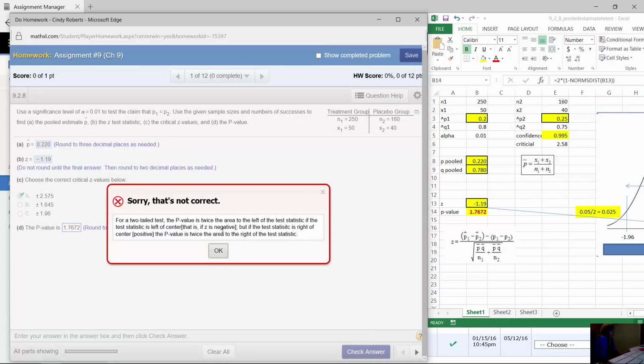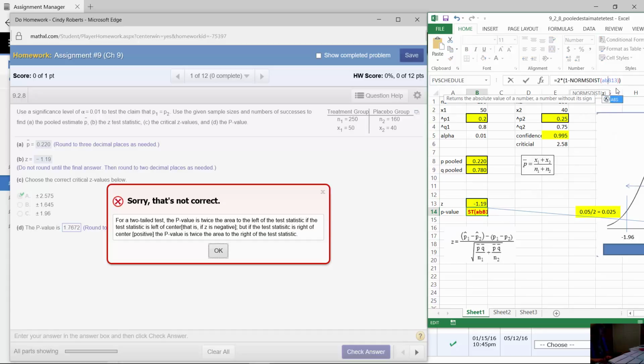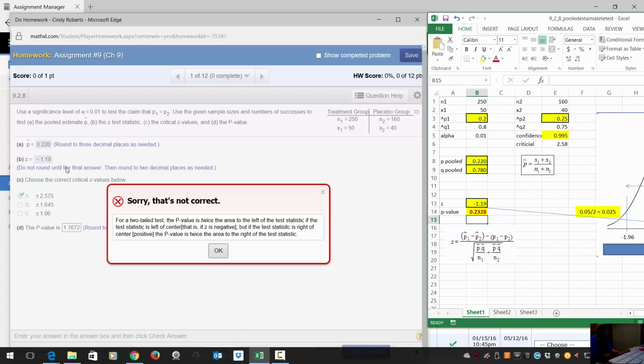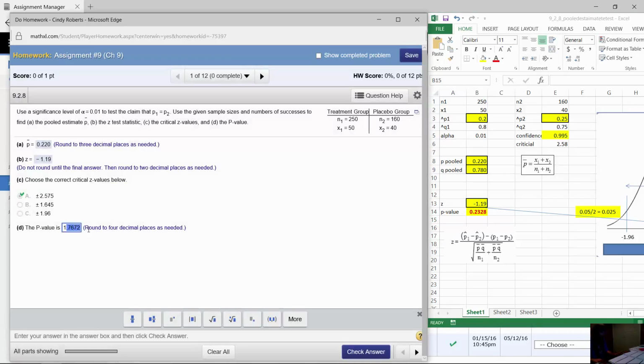And it tells me for a two-tailed test, the p-value is twice the area to the left of the statistic. So you say, well, what happened? The problem is, my other one had a positive z-value. This has a negative z-value. So if you want a quick fix to do this, you just simply take the absolute value of this. So right here where I have B13, if I put an ABS around it, that says take the absolute value. And that's what happened here. So I wanted you to see that.